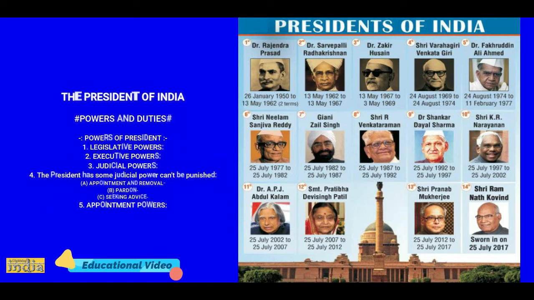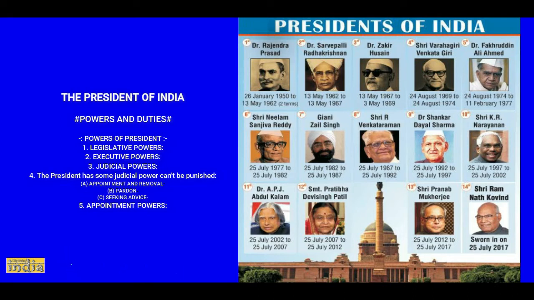The Constitution of India empowers the President to deliver an address to the Parliament at the commencement of the first session every year. He may also send messages to Parliament. The President nominates 2 members to the Lok Sabha from the Anglo-Indian community and 12 members to the Rajya Sabha from among the persons who have acquired special knowledge in art, science, literature and social service.